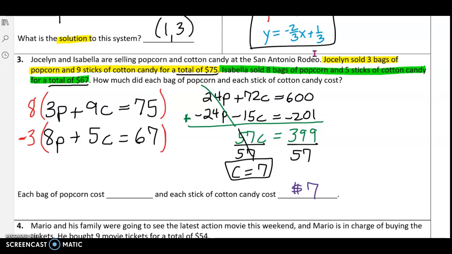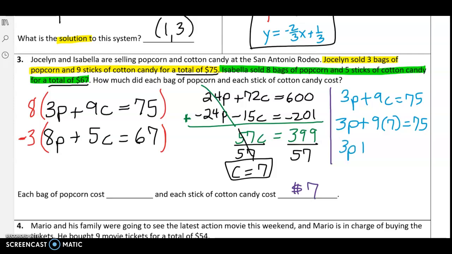Now, in order for me to find out how much popcorn costs, I need to take one of the two equations. Pick one. I'm going to use the top one. 3p plus 9c equals 75. And I know how much cotton candy costs now, so I'm going to replace c with 7. 9 times 7 is 63. And then we subtract 63 from both sides of the equal sign.